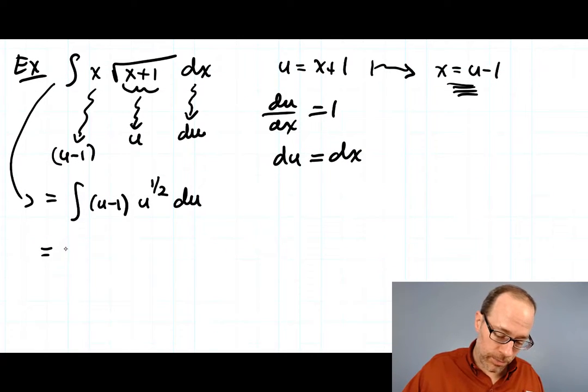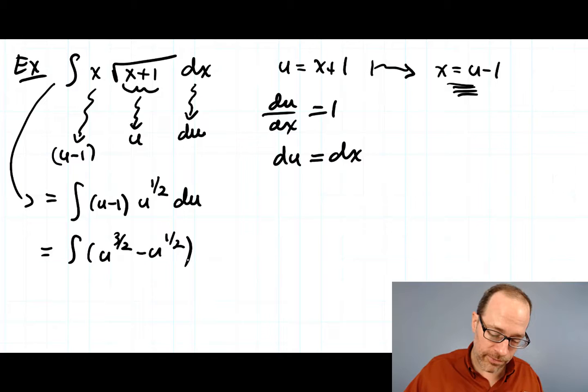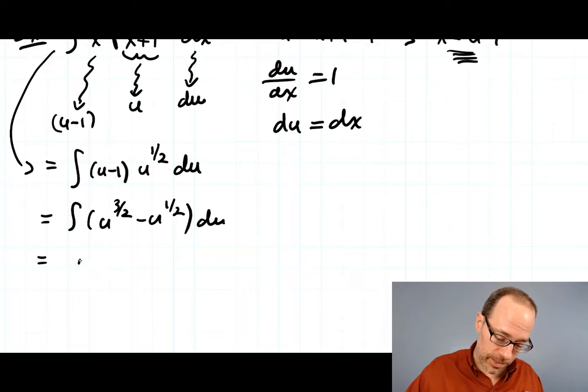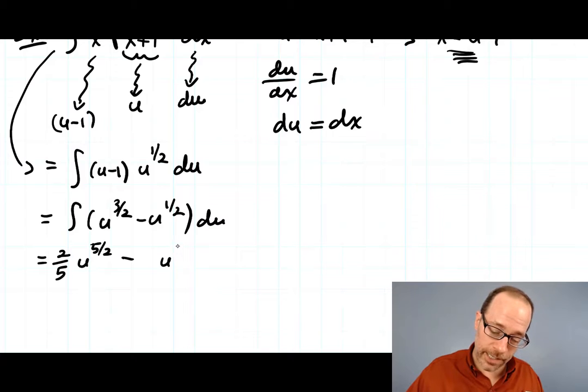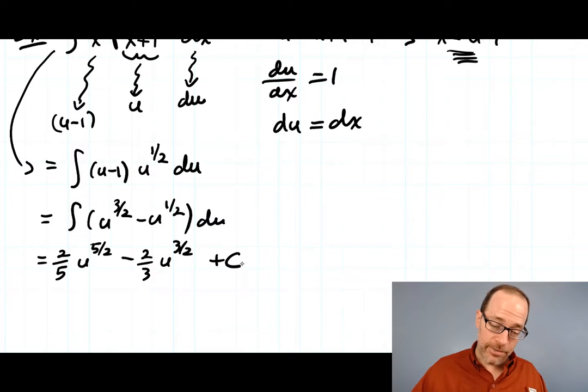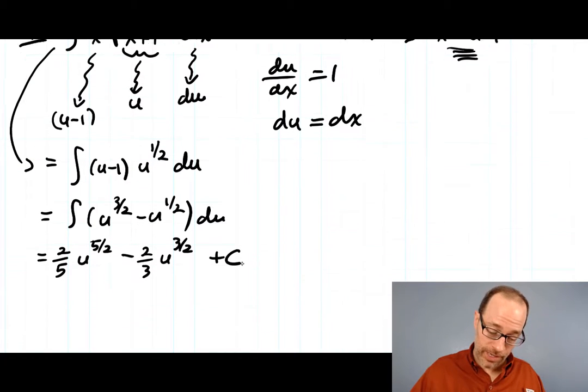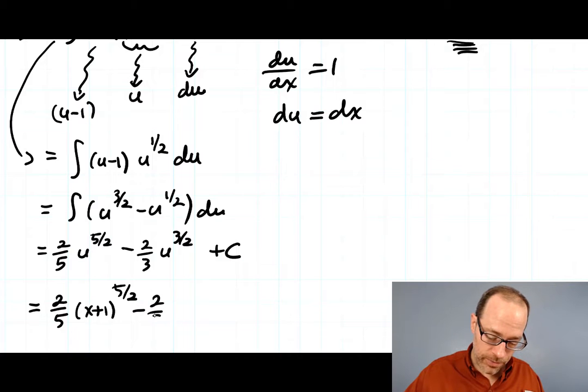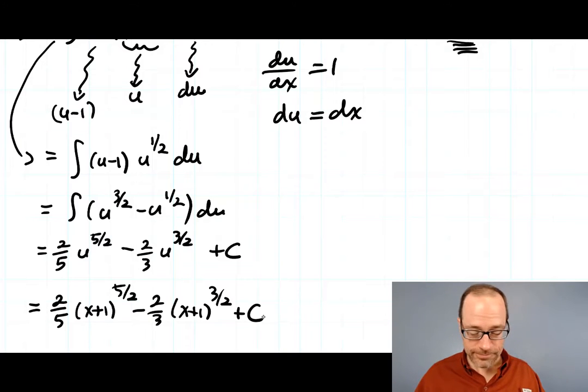And this you should multiply out as u to the 3/2 minus u to the 1/2, because that way they're pure powers and we know how to integrate them. So that had to come from the 5/2 power. We need a 2/5 to fix it. And this had to come from the 3/2 power, so we need a 2/3 to fix it, plus c. And then don't forget, u was x plus 1, so I have to change that back. So the answer is 2/5 (x plus 1) to the 5/2 minus 2/3 (x plus 1) to the 3/2 plus c. That's it.